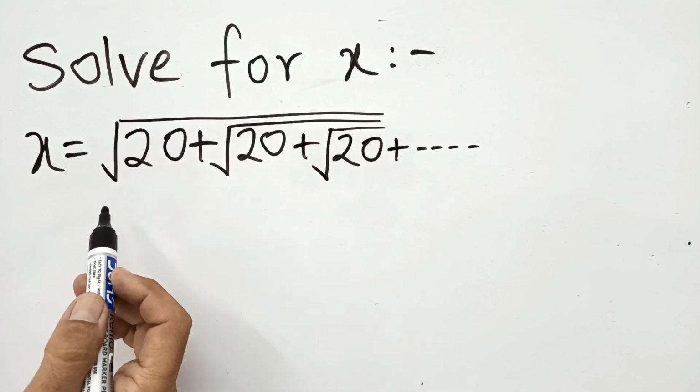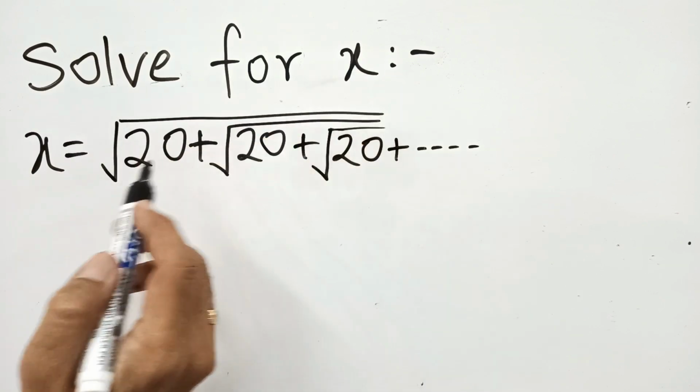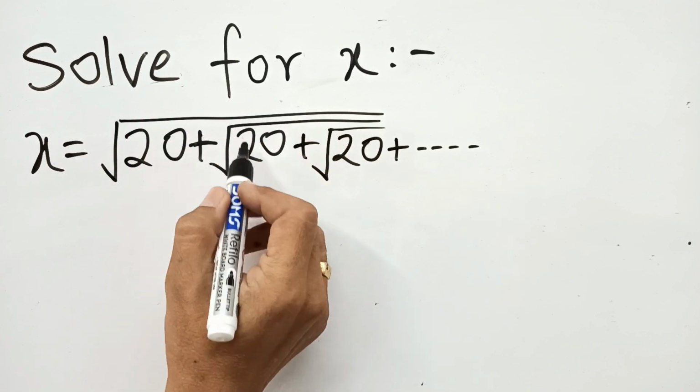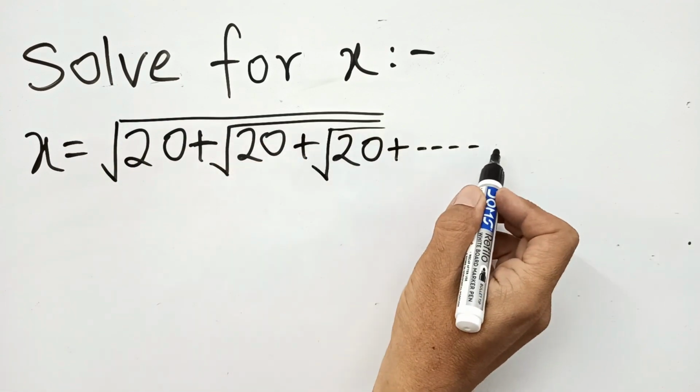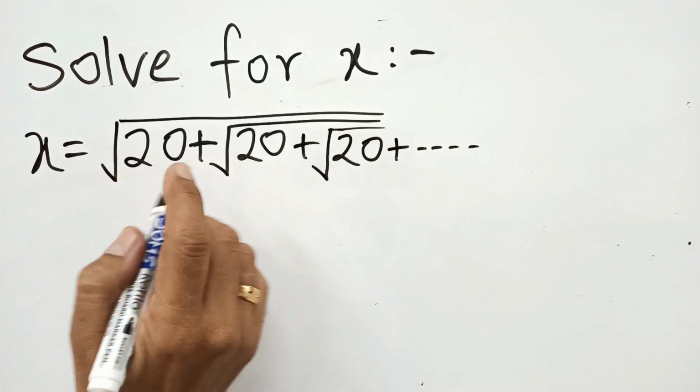Let us solve the important quadratic equation based question. Solve for x. X is equal to under root 20 plus under root 20 plus under root 20 continuous. First of all, we will square both sides.